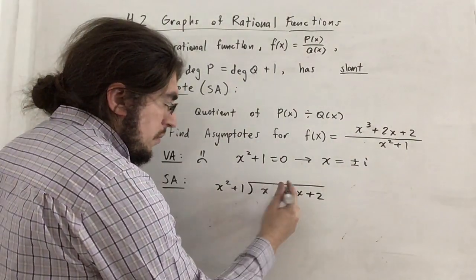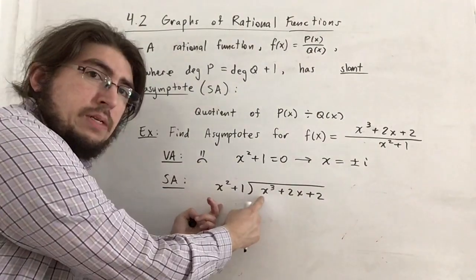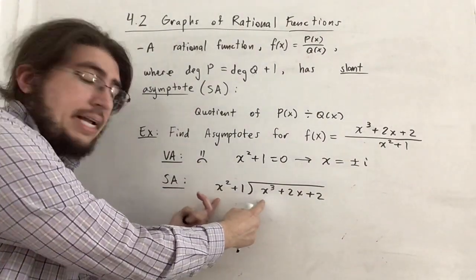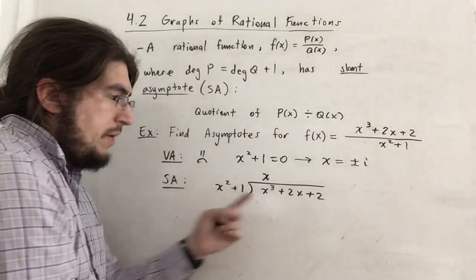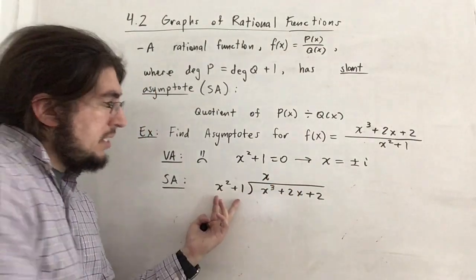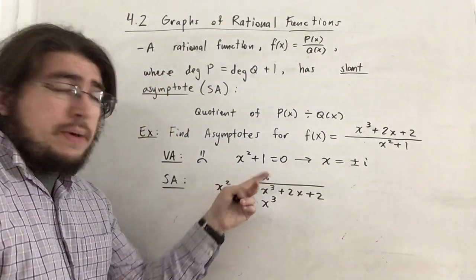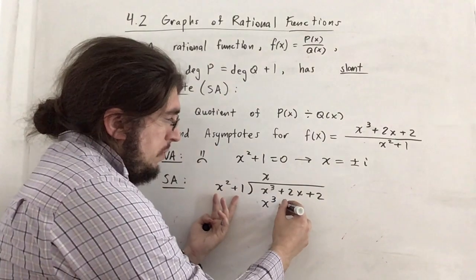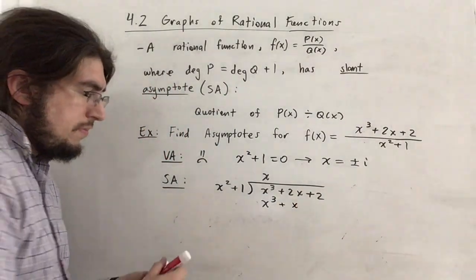Let me make this a little more clear. I'm going to look at the front terms and multiply this by whatever we need to get that. So x squared times x is going to be x cubed. So now multiply each of them by x. We get x cubed plus x. Then change their signs to subtract.